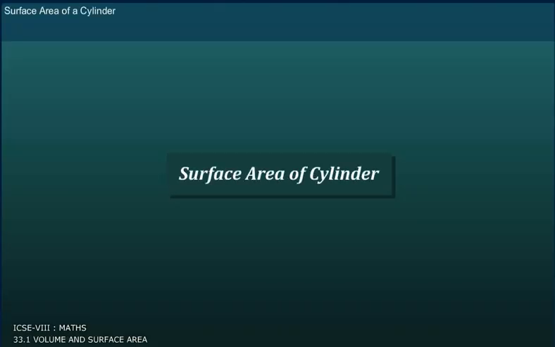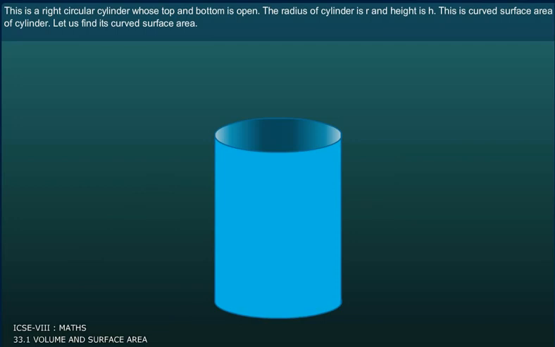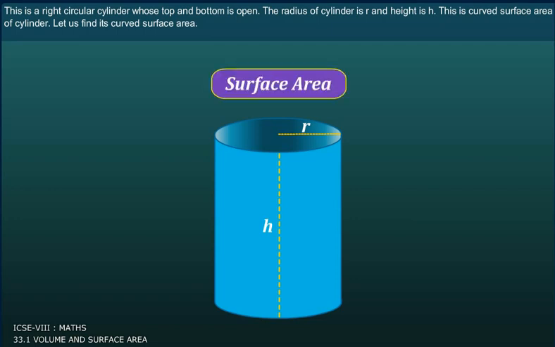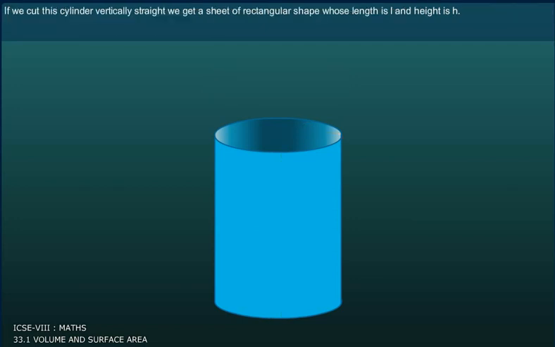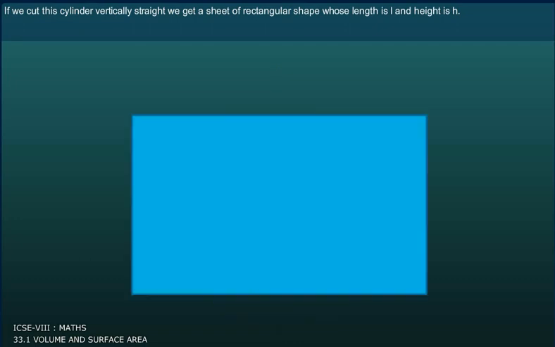Surface area of a cylinder. This is a right circular cylinder whose top and bottom are open. The radius of the cylinder is r and height is h. This is the curved surface area of a cylinder. Let us find its curved surface area. If we cut this cylinder vertically straight, we get a sheet of rectangular shape whose length is L and height is h.